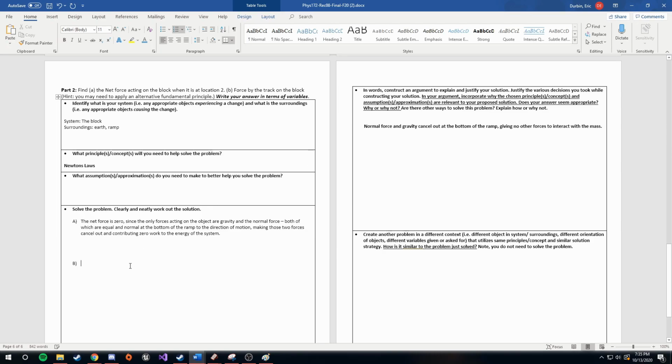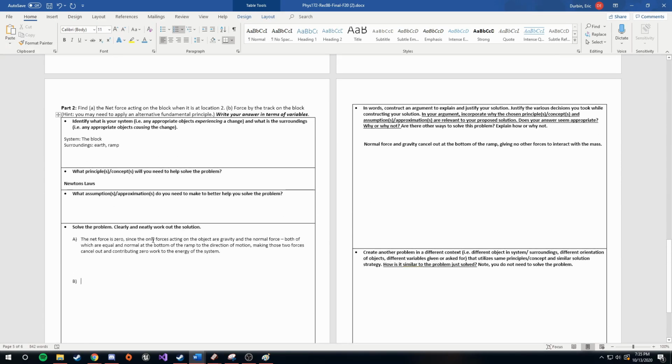Part B is force by the track on the block. Okay. Mass times gravity.